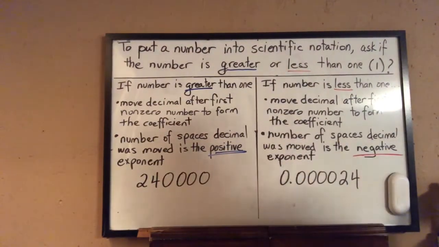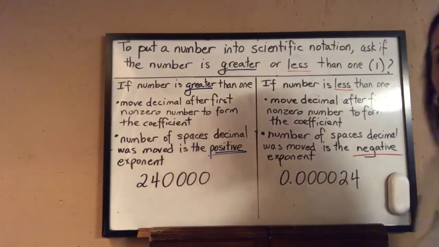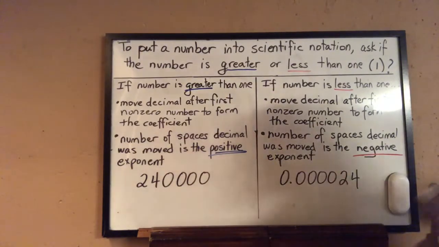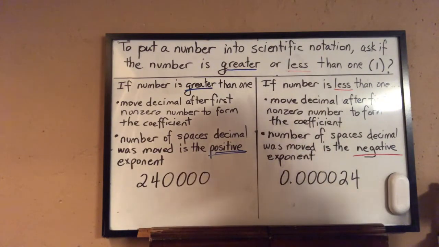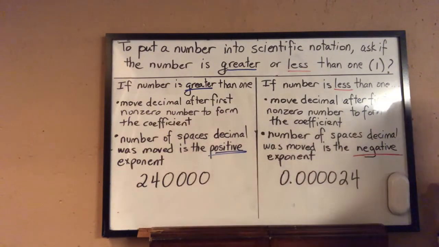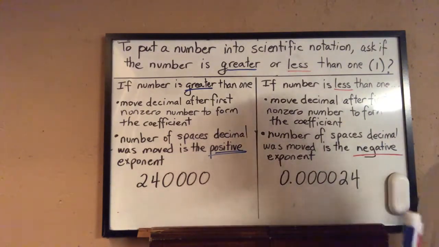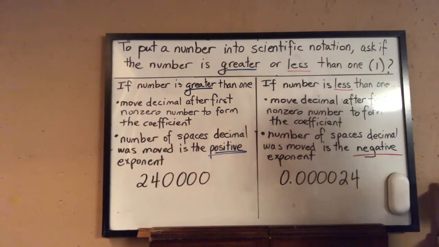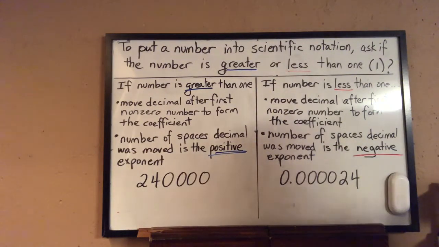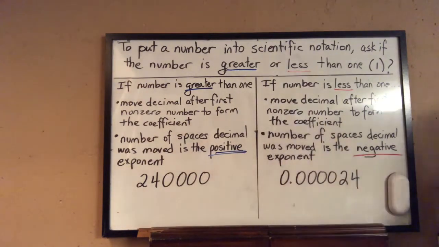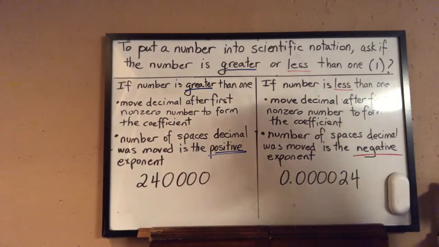To put a number into scientific notation, a simple way to go about it is to ask yourself the initial question: is the number greater or less than 1? If the number is greater than 1, you're going to move the decimal after the first non-zero digit to form the coefficient, and the number of spaces that the decimal was moved will be the positive exponent. If the number is less than 1, you're going to move the decimal after the first non-zero digit to form the coefficient, same thing. But the number of spaces the decimal was moved is the negative exponent.